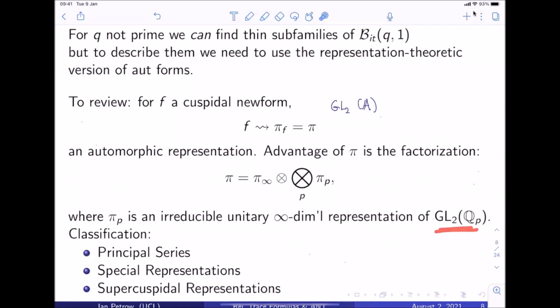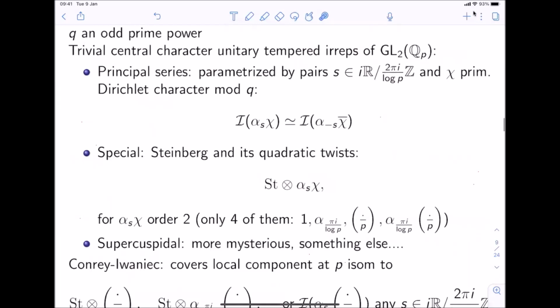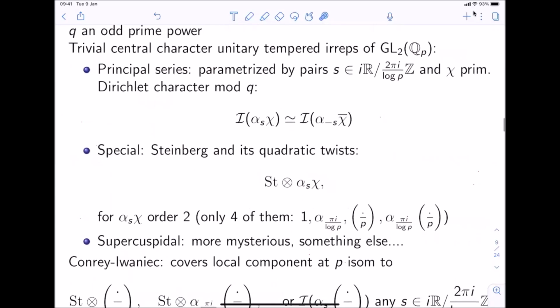of GL2(Q_p). And the nice thing is now we can bring in some input from representation theory. There's a classification of these things. They come in one of three flavors: they're either principal series, special representations, or supercuspidal representations. So I have to describe a parameterization of these things.